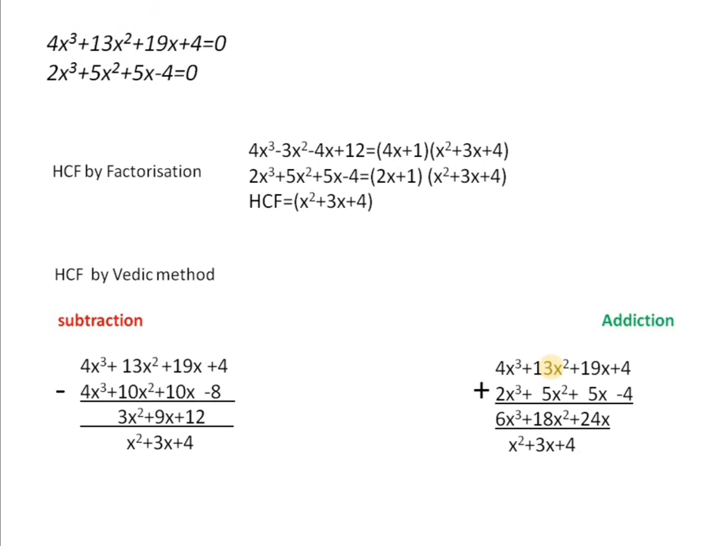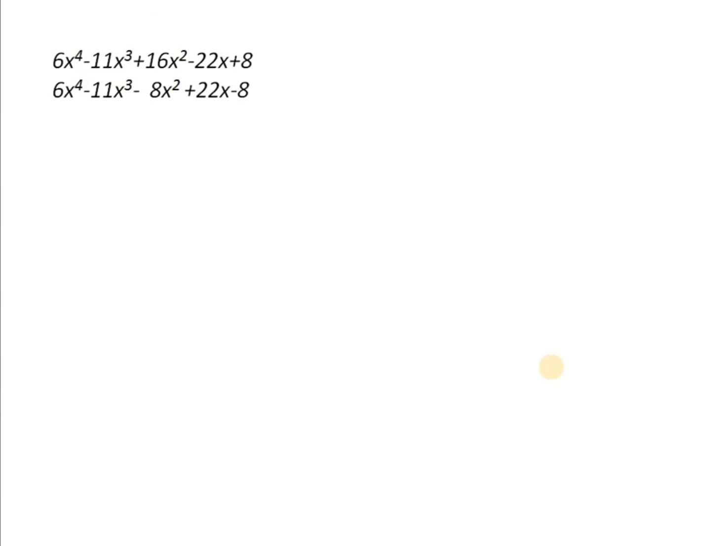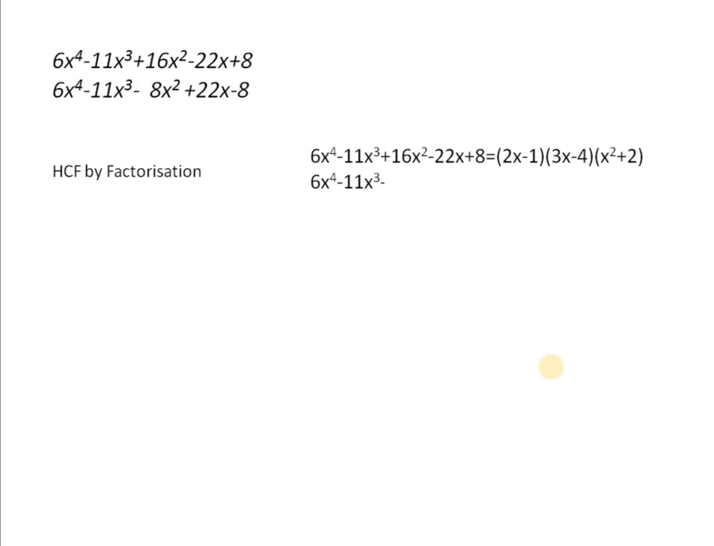Now let us see one more example. We are taking polynomials of degree 4. The first is 6x to the power of 4 minus 11x cube plus 16x square minus 22x plus 8. The other polynomial is 6x to the power of 4 minus 11x cube minus 8x square plus 22x minus 8. We are going to try to find the HCF through factorization. We get these factors, take common things out of them, and the highest common factor we get is 6x square minus 11x plus 15. Now we are going to try to find the same through our Vedic math.